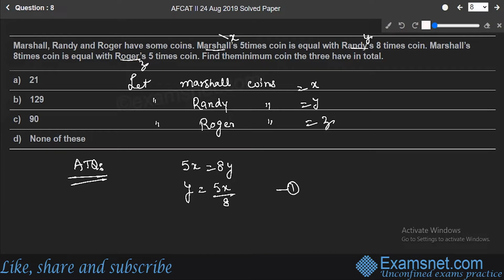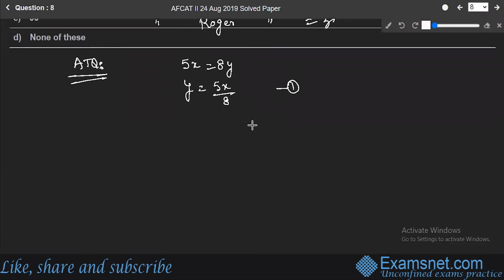Second, Marshall's 8 times coins is equal to Roger's 5 times coins. Here it will be z, right? So what you'll have is z is equal to 8x upon 5. This is the second case. So see, now they are having coins. Obviously, the coins are integers. They are having a definite value. They are not in fractions.